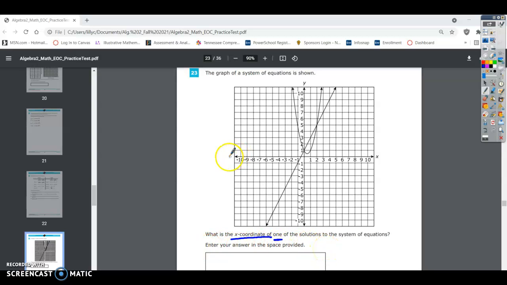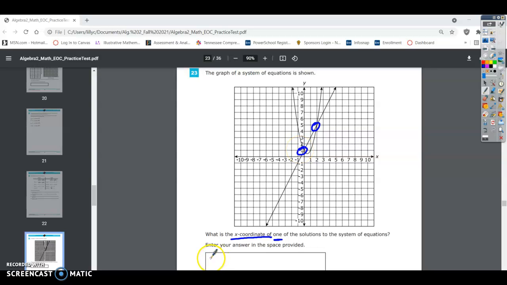All right, so this is your x-axis. So the solutions are where they intersect or cross. So those are my two solutions. They're actually ordered pairs, but it says what is the x-coordinate. So it looks like the x-coordinate here is 0.